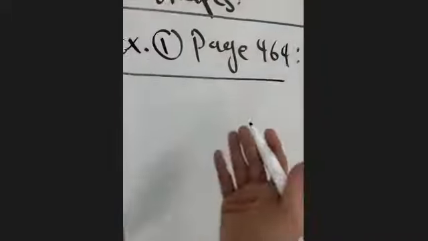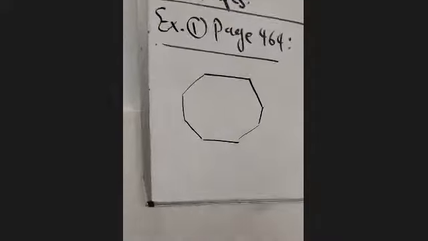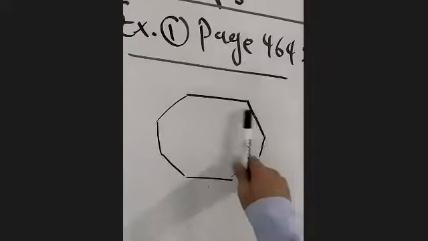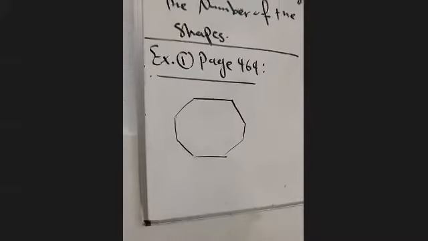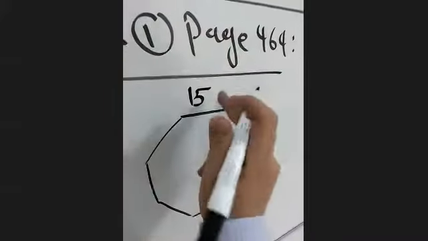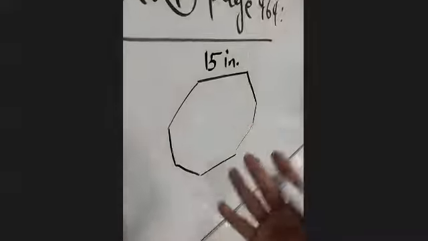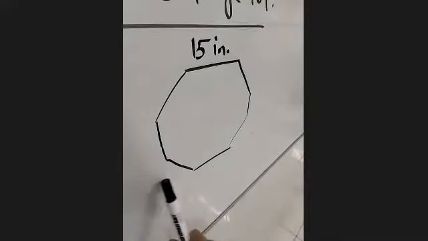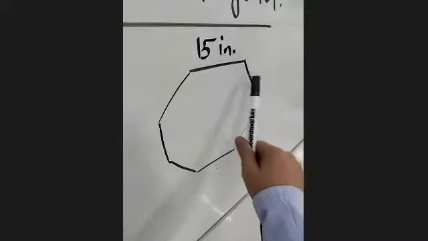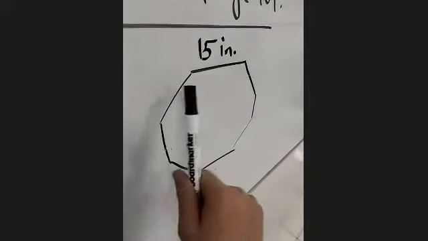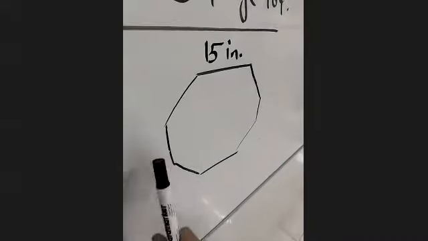Okay, I will try to graph it on the board. So let's count the sides: 1, 2, 3, 4, 5, 6, 7, 8 sides. And each side length is 15 inch. Okay, guys. Now, regular polygon, the question said regular octagon, means each of these sides is 15. Each one of them is 15, okay?